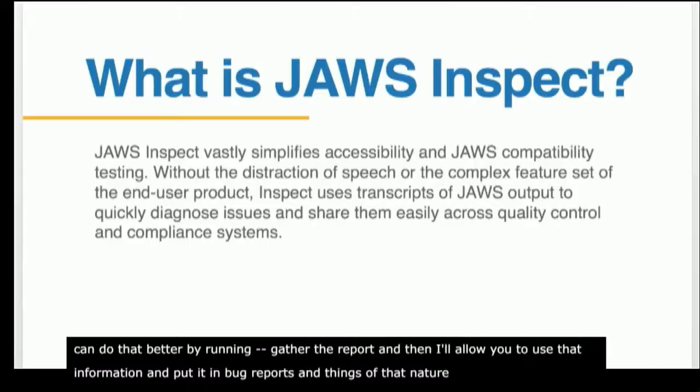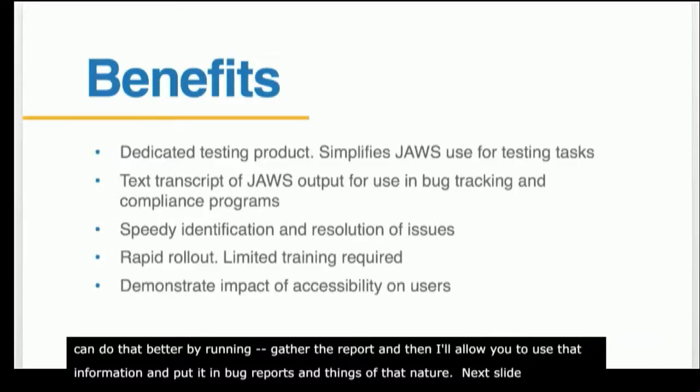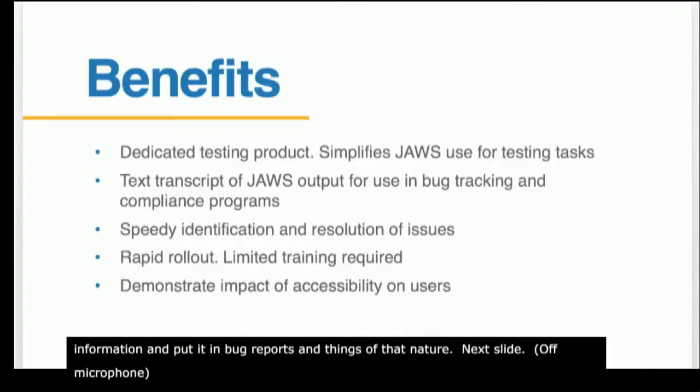Next slide. Some of the benefits. You get a dedicated testing product out of JAWS. You get a text transcript of everything JAWS would say on the page. Speedy identification for you to visualize and go through that. Obviously, this is talking about somebody with sight visualizing it. Somebody who's blind could also use a screen reader with this product. It's fully accessible, so they can go through this information as well.